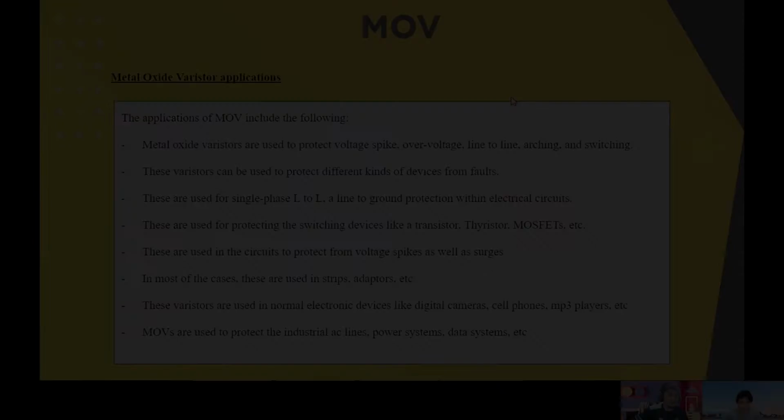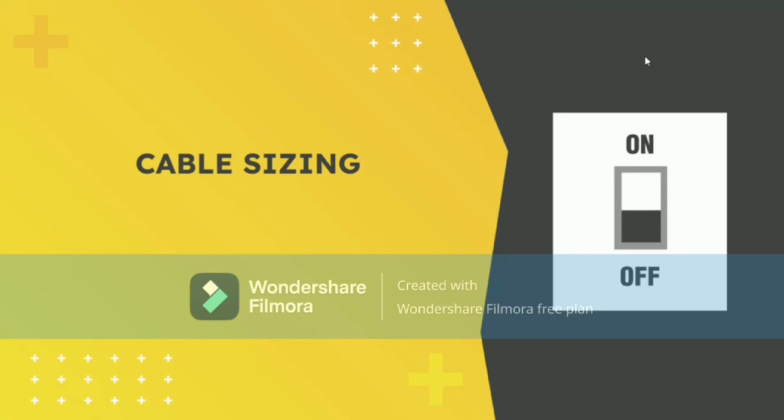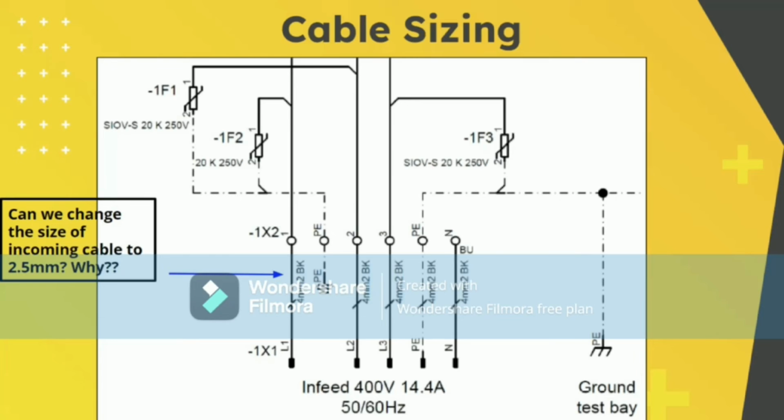Thank you. Okay, next is about cable sizing. So this is a power input connection. Basically, the power input cable is 5 core 4 mm square. So the issue and the question given by our lecturer is, can we change the size of incoming cable to 2.5 mm and why?